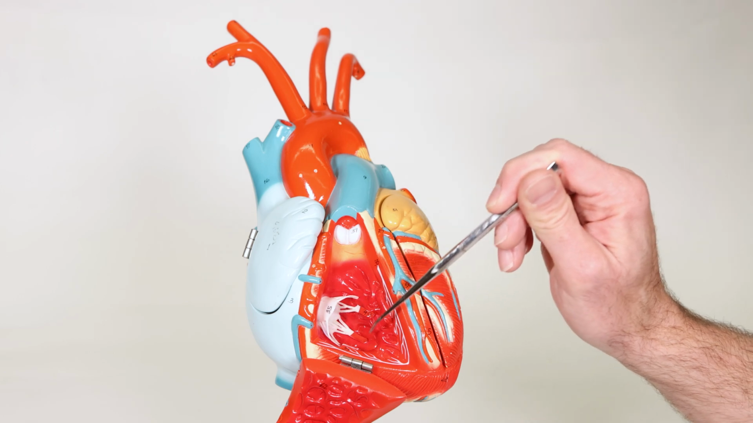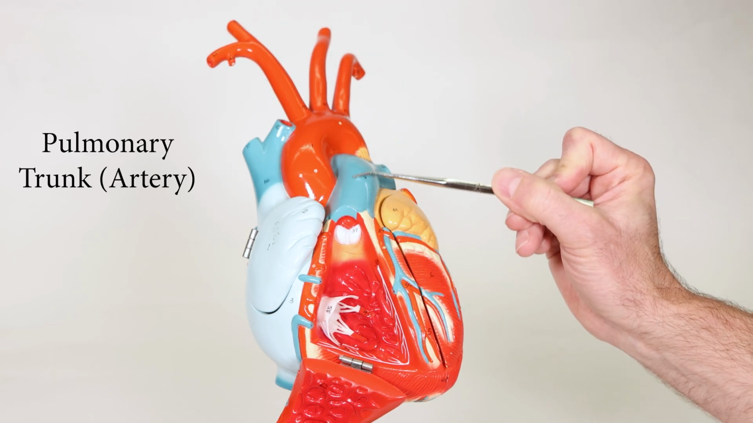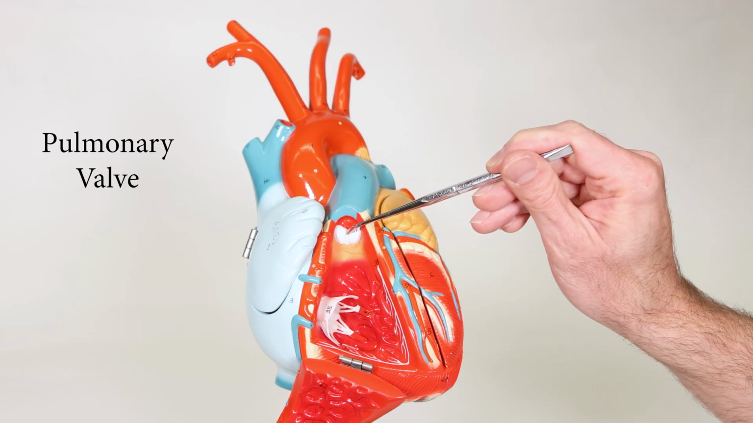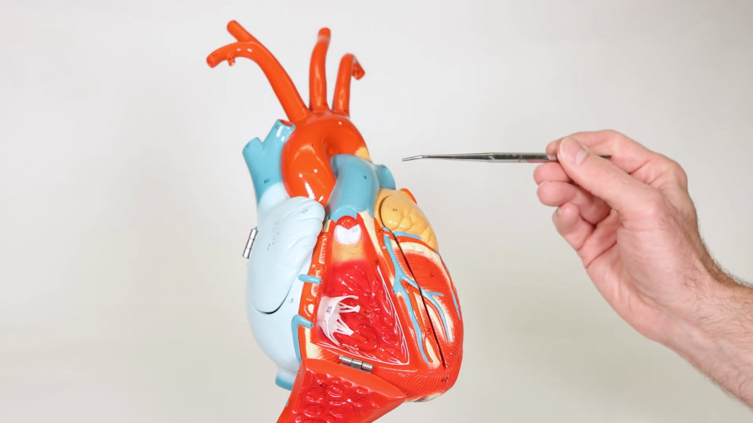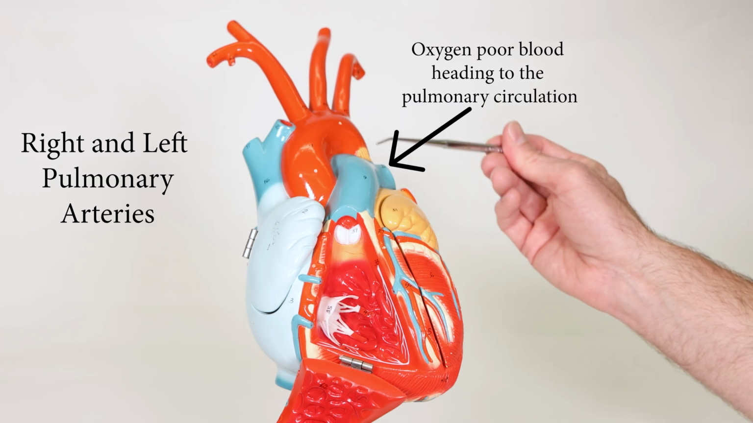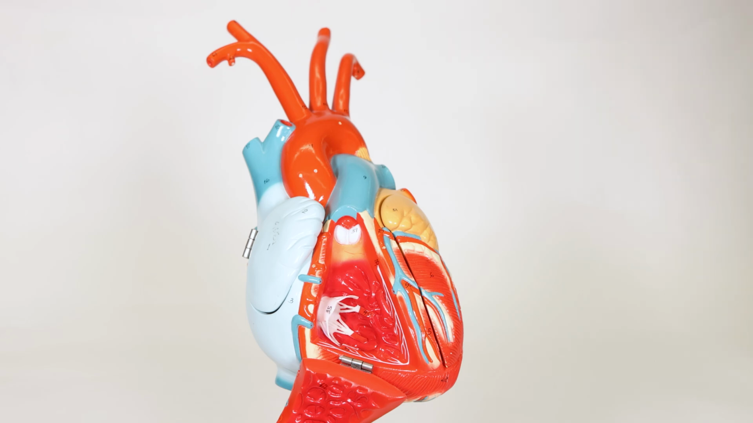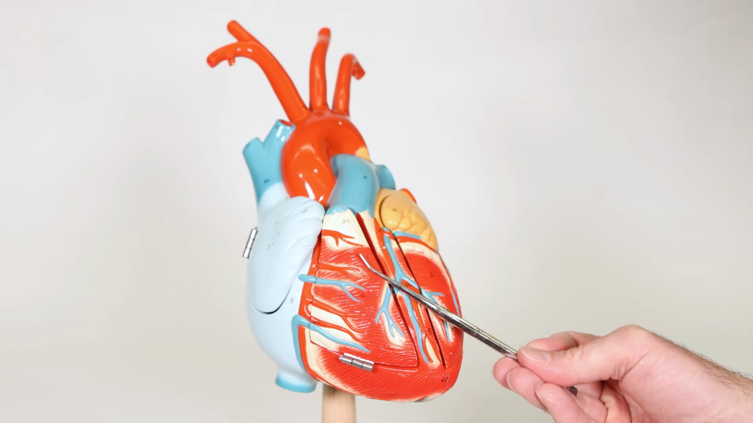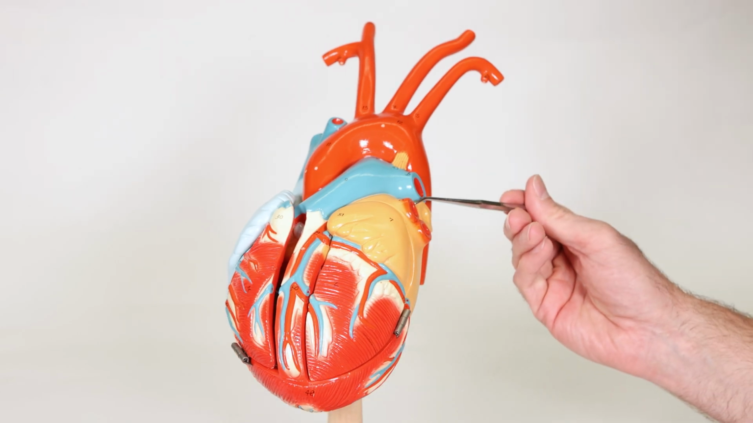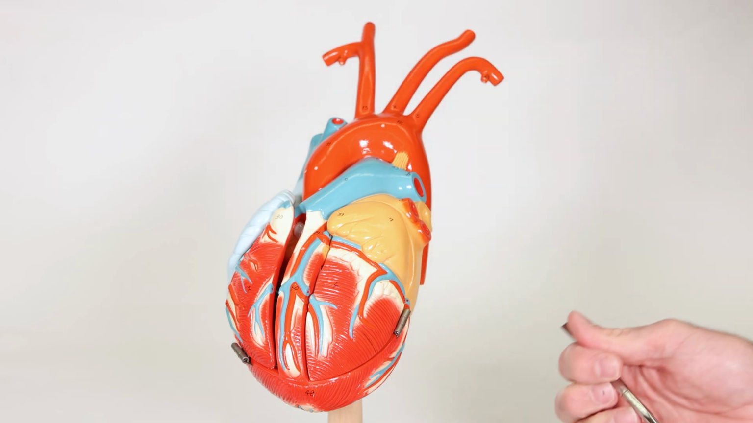Now from the right ventricle here, the blood will pass up into this pulmonary trunk or pulmonary artery. It'll pass by the pulmonary valve you see right here. Once it goes into the pulmonary trunk or pulmonary artery, it'll split to the right and left pulmonary arteries. They'll be heading towards the lungs. From the lungs, you'll then come back in on the left side of the heart. You can see the left pulmonary veins here, and there will be right pulmonary veins on the other side.